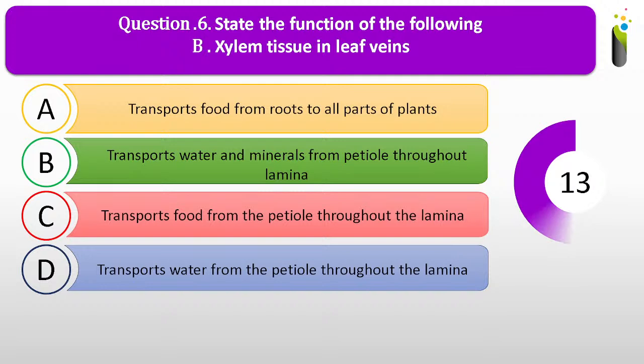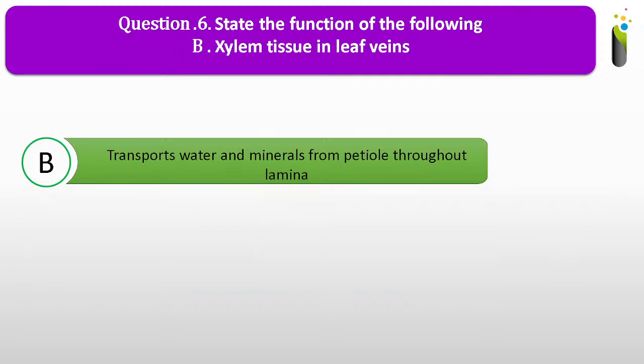And the correct answer for this question is B. Xylem tissue in the leaf veins helps in transport of water and minerals from petiole throughout the lamina.